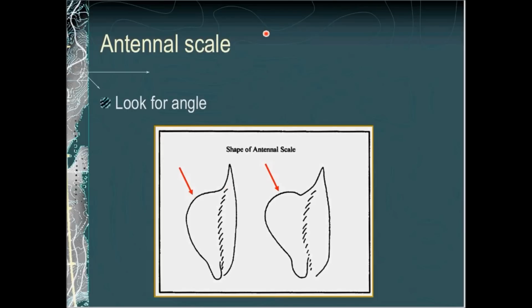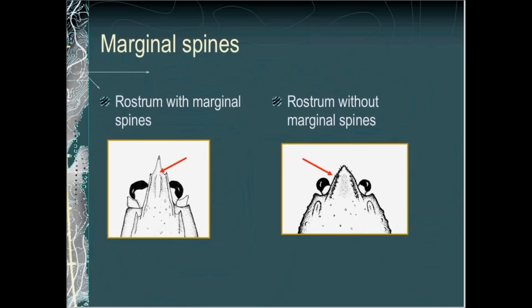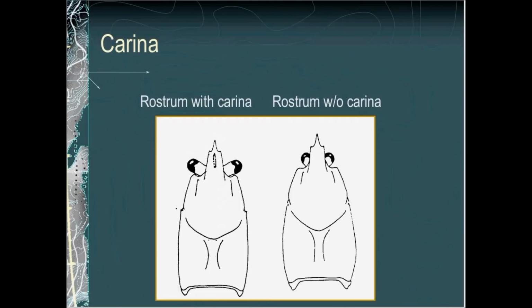And so that's something to think about on where on that animal it might be. The marginal spines that I talked about, are they present as on the left, or are they absent or reduced as the one here on the right? Sometimes it'll ask, is there a carina? Okay, it's just asking, is there a bump here in the middle of the rostrum? And sometimes that can be hard to see. You may have to use either a pair of forceps or a dissecting probe to run over it to see if you can feel that bump.